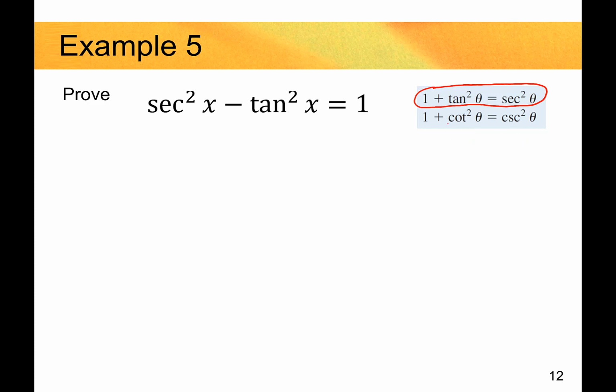Alright, so again, can you change everything into sines and cosines and work from there? Absolutely. It'll just take you a lot longer. So here's what I'm going to do. I'm going to try to substitute things. How about if I do this here? If I see secant squared, I'm going to change it into 1 plus tangent squared theta. That's it. That's what I'm going to do.